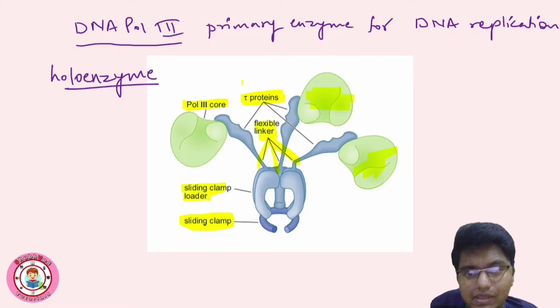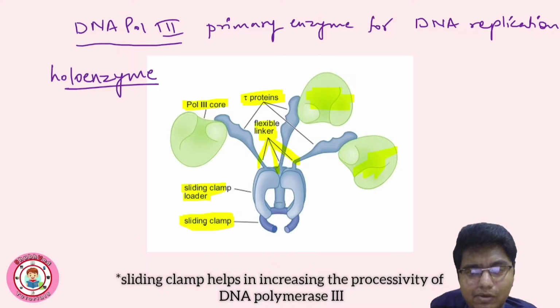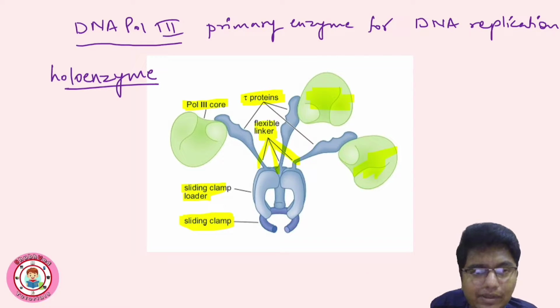Basically, this DNA polymerase 3 has a high processivity. Thus, it is very important for DNA replication. High processivity means a large number of nucleotides can be added in less time. Thus, it has higher processivity than the other polymerases. So DNA polymerase 3 is the important enzyme for DNA replication because it has a high processivity.